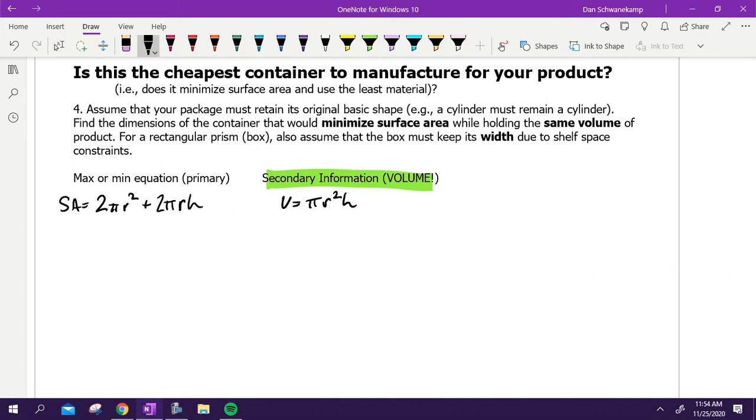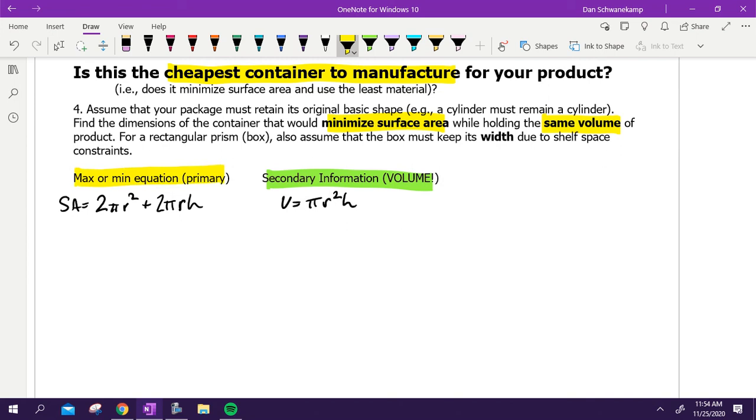All right, I'm going to try to clear up here if you did a cylinder, making sure we're on the right path here. Our job is to create the cheapest container, but keep the same volume. All right, so our job is to minimize surface area and keep the same volume. So our max or minimizing equation is our surface area equation.